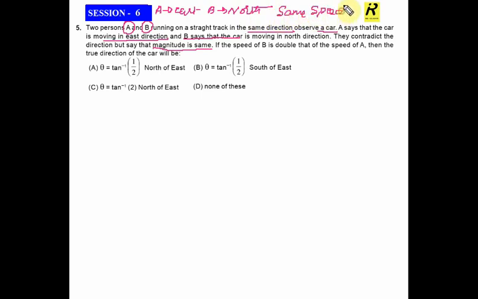So these are some clues about the problem. If the speed of B is double that of A, so we have to find the true direction of the car. The actual direction of the car should be expressed finally. Among these four choices, one is the best one, and that is what we have to find. Only one choice is correct.